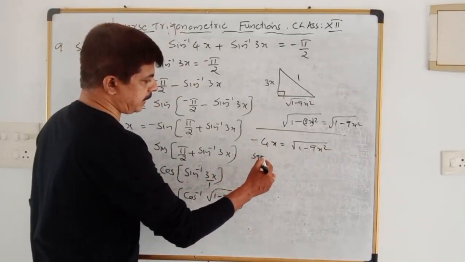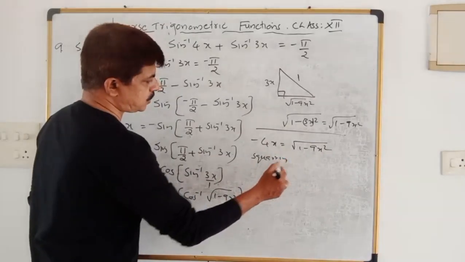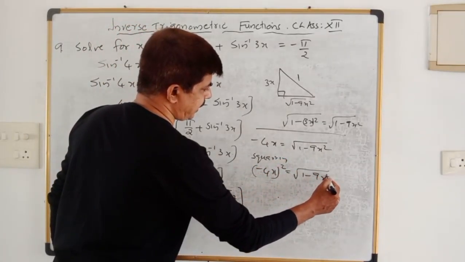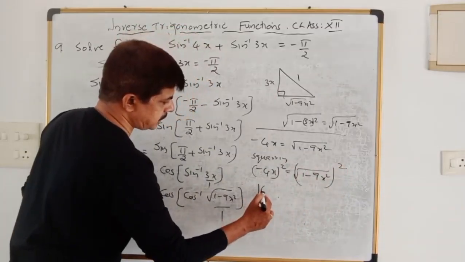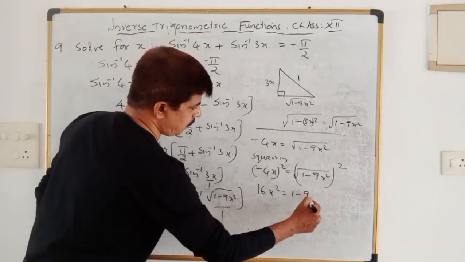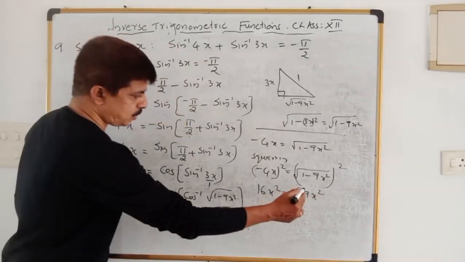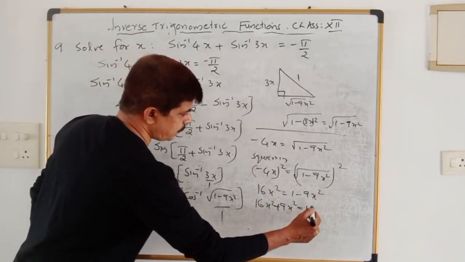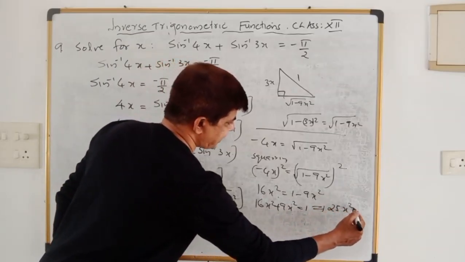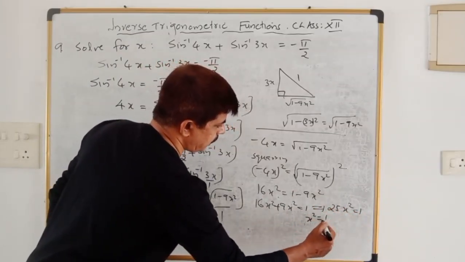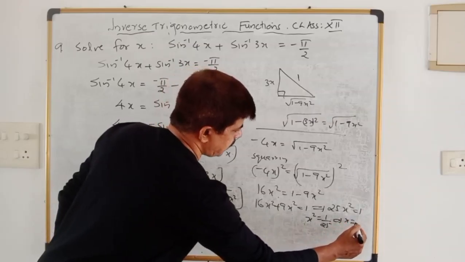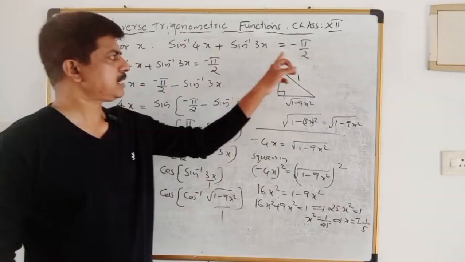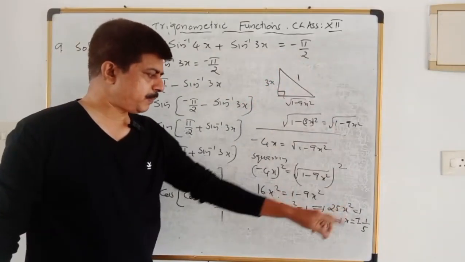As we have a negative on the left side, we square both sides. Minus 4x whole square equals root of 1 minus 9x square whole square. 16x square is equal to 1 minus 9x square. So minus 9x square comes to this side and becomes plus 9x square, equal to 1, which implies 25x square is equal to 1. x square is 1 by 25, so x becomes plus or minus 1 by 5. According to the question, this answer is negative, so we cannot take the positive answer.